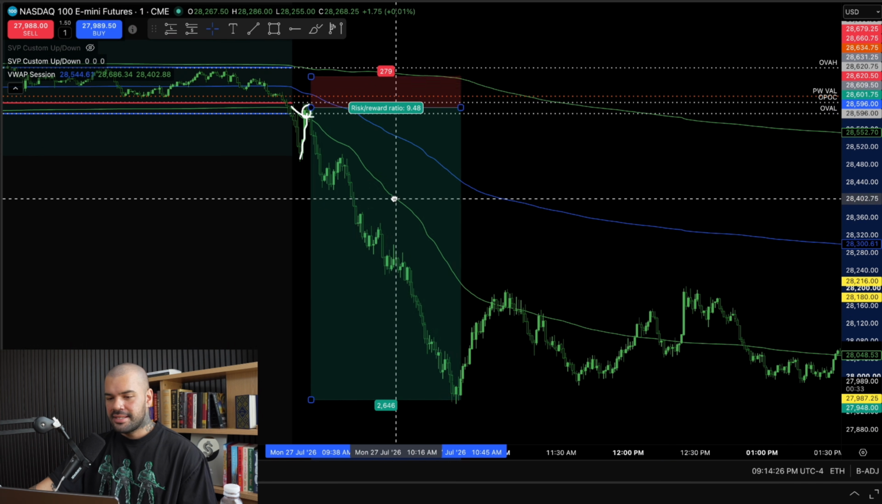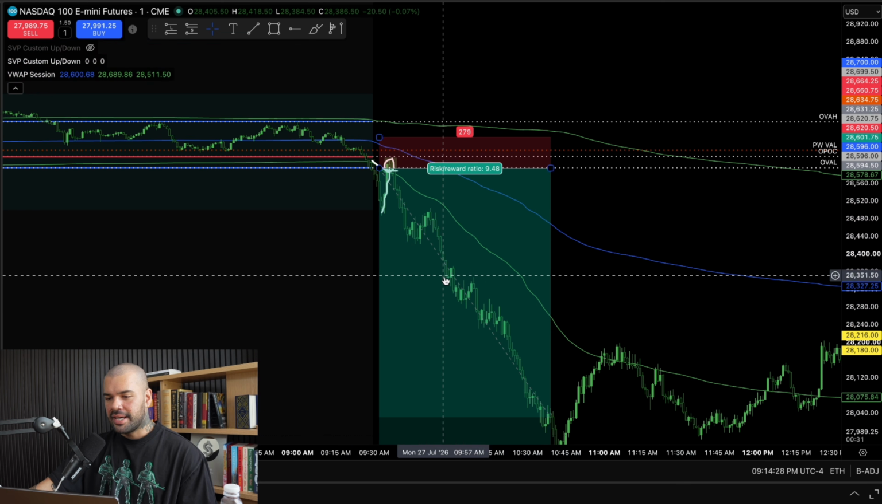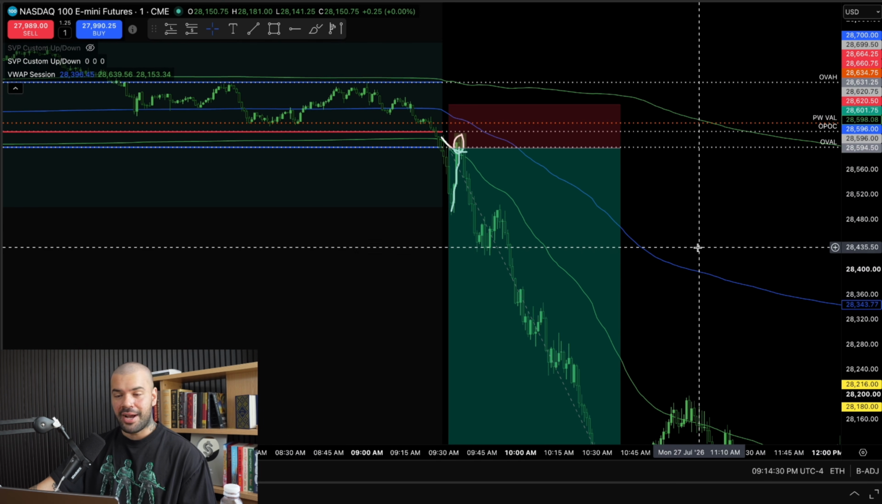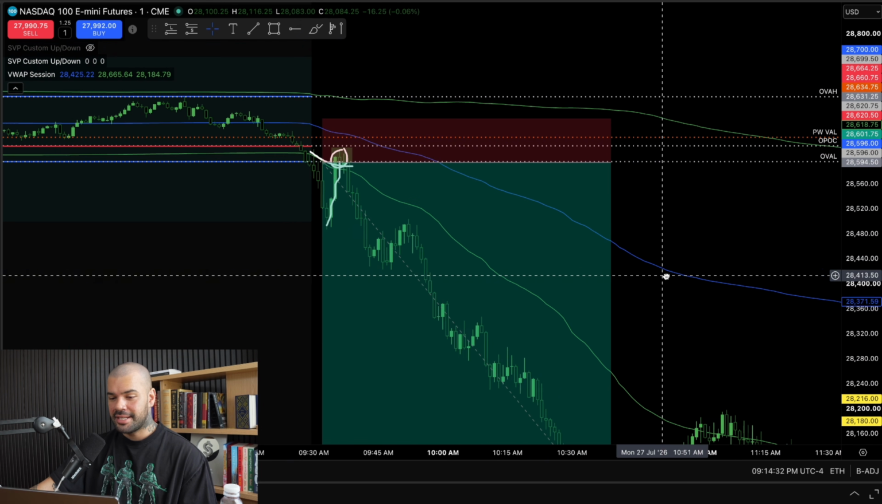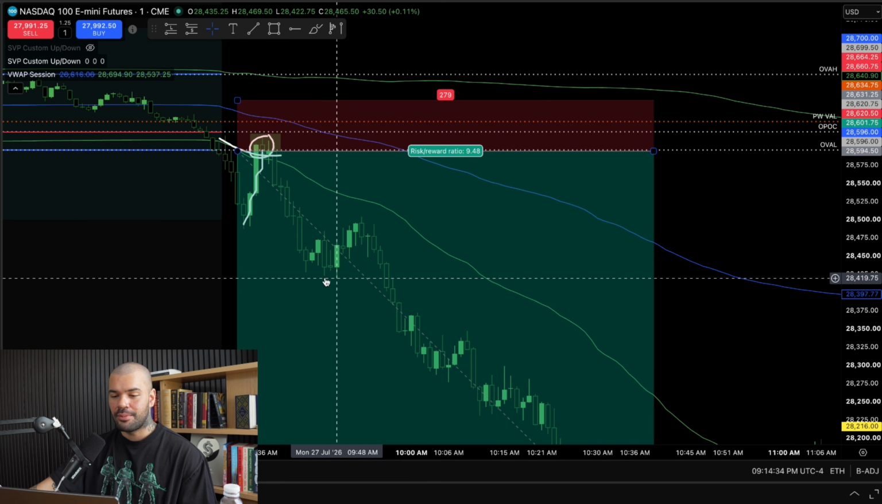So that was easily trade setup of the week. I know it's only Monday, but if it was Friday, that would be trade setup of the week. That's an amazing, perfect setup right off the bat.